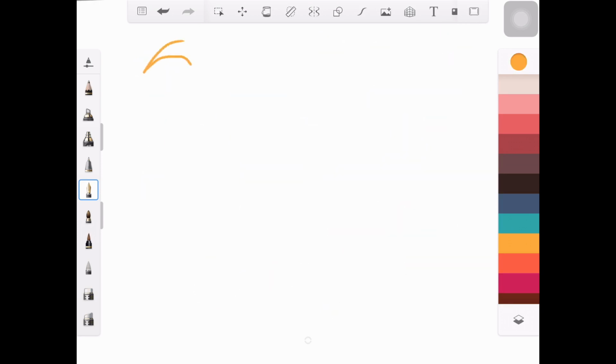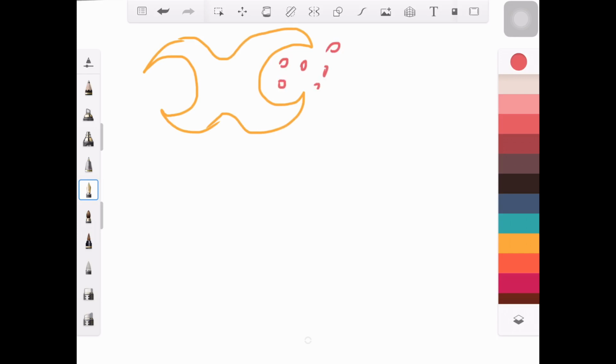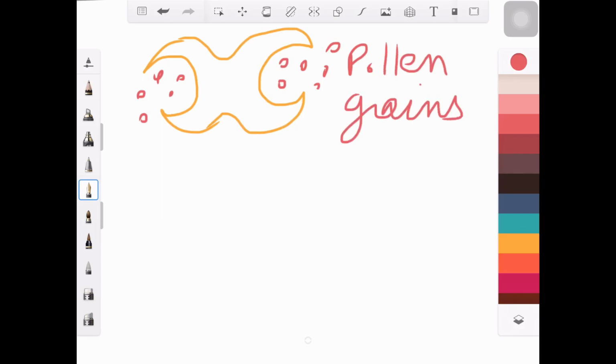You must have seen this diagram somewhere in your books. Something like this drawn in your books. And what are these? These are the released pollen grains. That means each anther produces many pollen grains which are released finally into the air.